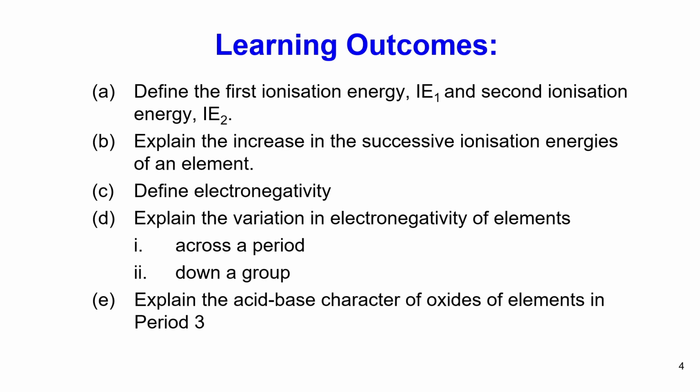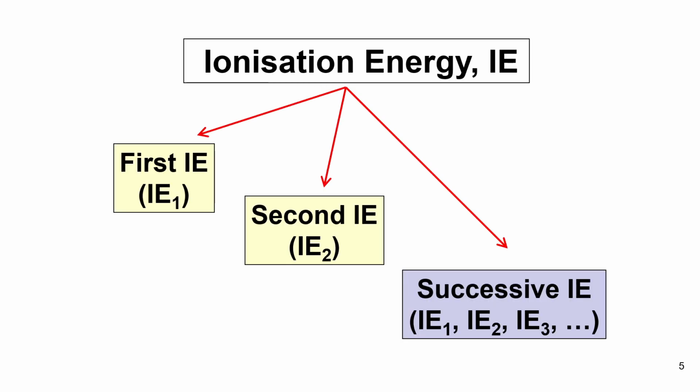We will define electronegativity. We are going to explain the variation in electronegativity of elements, first across a period and then going down the group. And the last one, we are going to explain the acid-base character of oxides of elements in period 3. So what is ionization energy, IE?